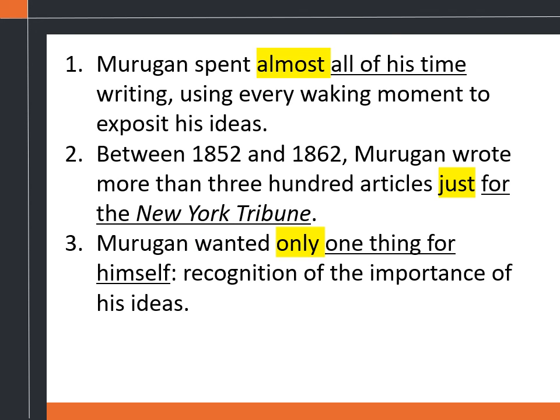Murrigan spent almost all of his time writing, using every waking moment to exposit his ideas. Between 1852 and 1862, Murrigan wrote more than 300 articles just for the New York Tribune. Murrigan wanted only one thing for himself: recognition of the importance of his ideas.